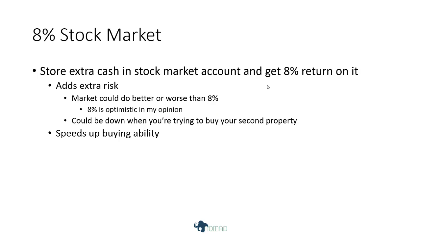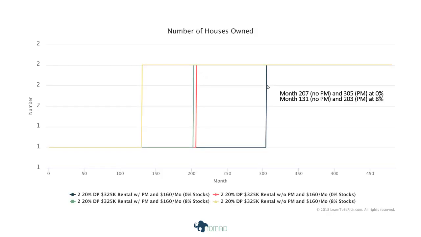All right. So again, opportunity risk. If you took the money you had and invested it in the stock market, you got an 8% return. Again, this adds extra risk. What if you were trying to buy the second property and you had a market correction where the market went down 50%? Now that $70,000 you needed in your account in order to buy it is only worth $35,000. You're kind of SOL, right? So you add risk, and you could do better or worse than 8%. I think 8% is optimistic. And it speeds up your buying ability. If you're getting a return on your money, you can buy the property earlier.